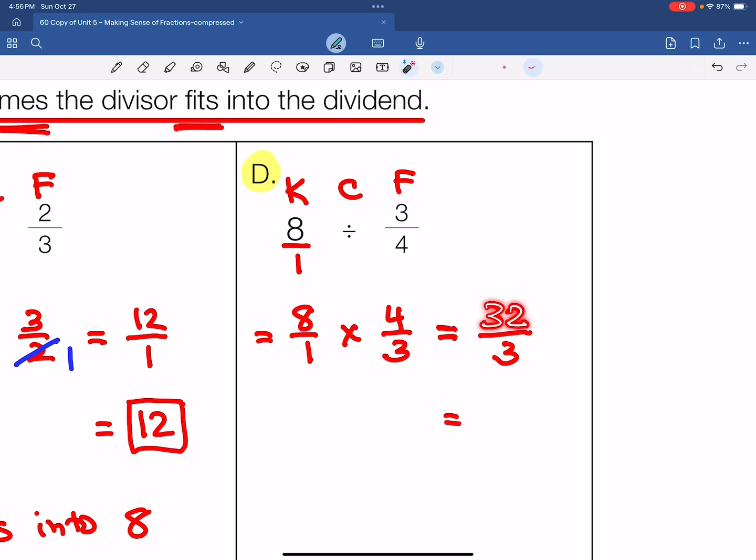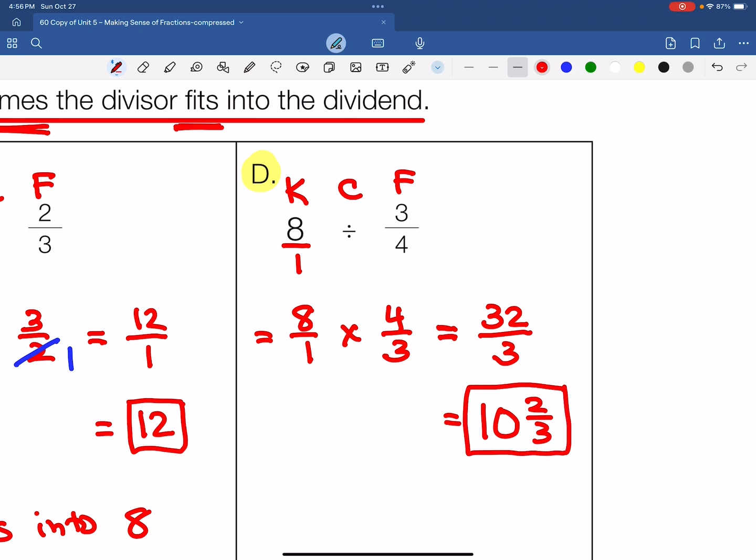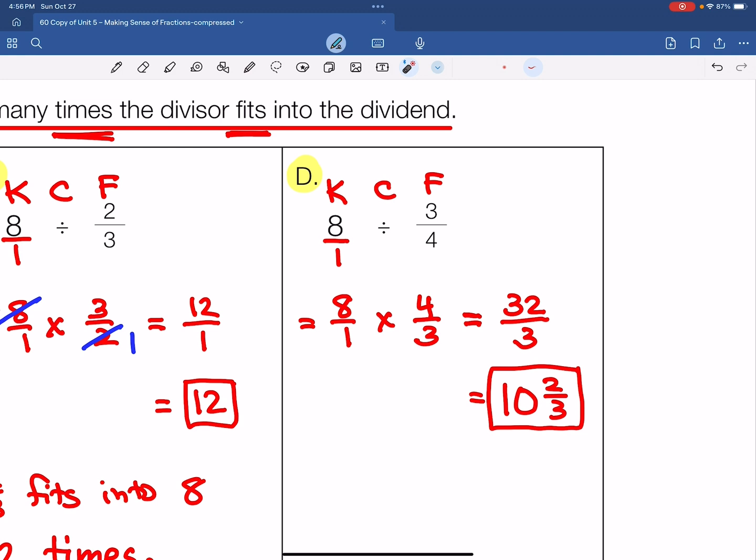32 divided by 3 is a no, so let's count backwards. 31 divided by 3, still no, but 30 does work. 30 divided by 3 is 10. What's left over? We have 2/3 left over. So box your answer, 10 and 2/3.